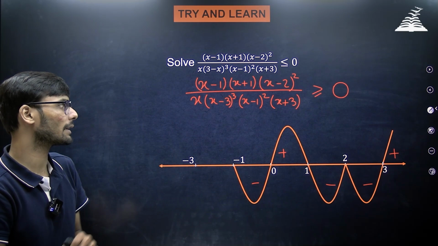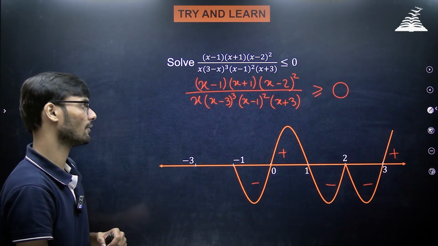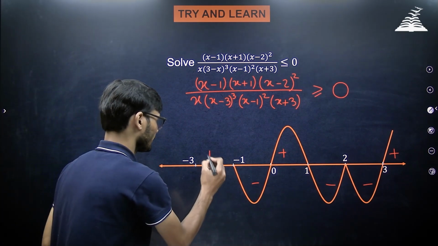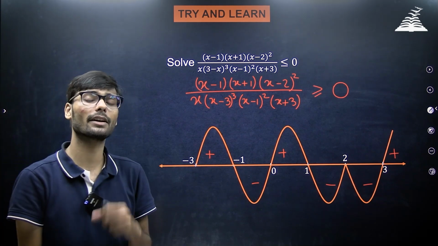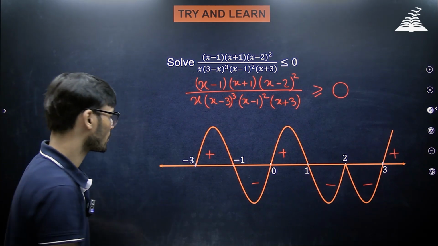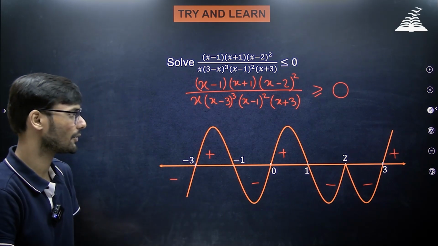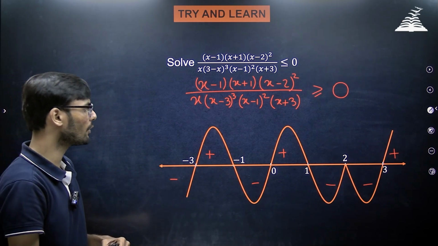What about x plus 1? The power is 1, the sign will change. What about x plus 3? The power is 1, the sign is going to change, it will become negative. Right? Now let's take a look at individual points.